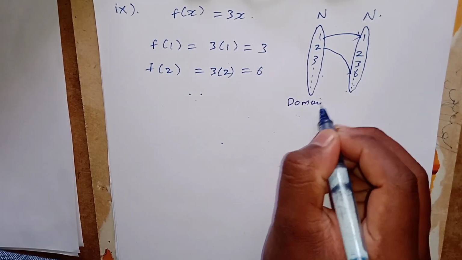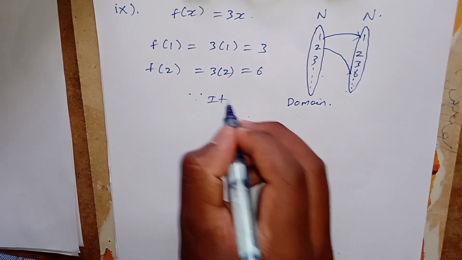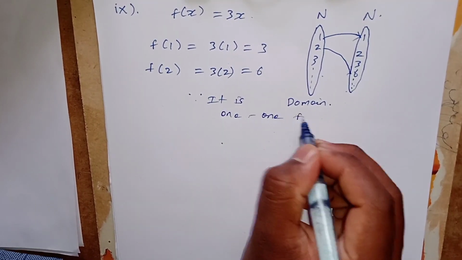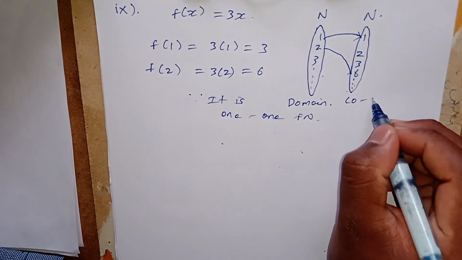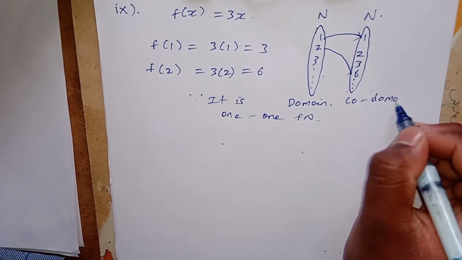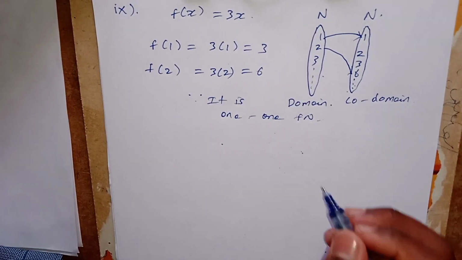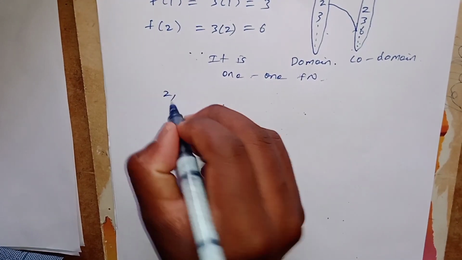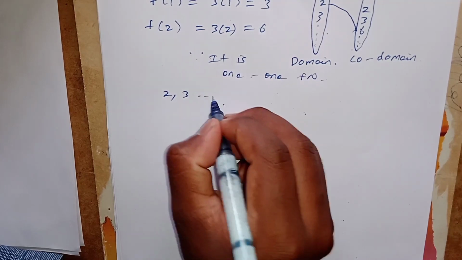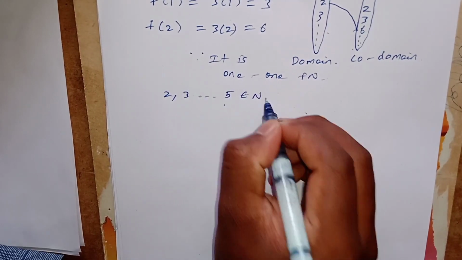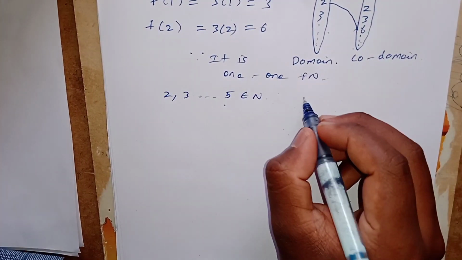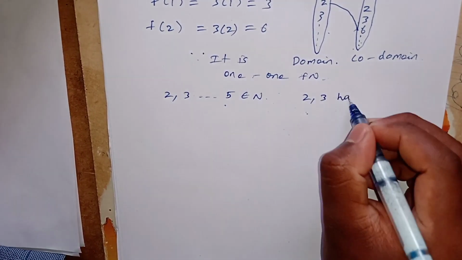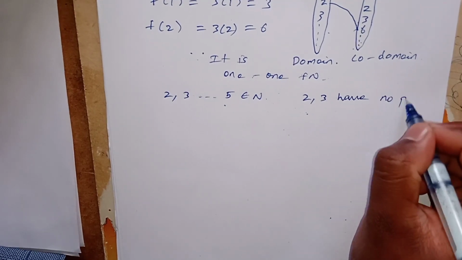Checking the domain, it is a 1 to 1 function. For checking whether it is an onto function or not, you have to see the codomain terms. In the codomain, 2, 3 up to 5 belong to natural numbers. Okay, but 2, 3 have no pre-image.